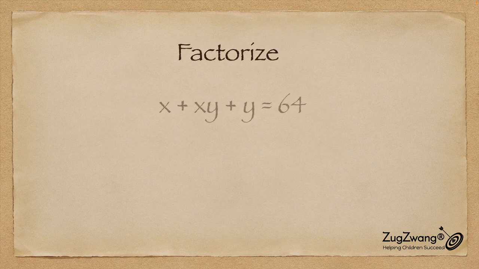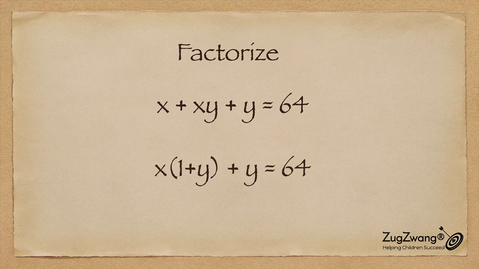So the first thing is to look at the equation and see if there is something common in that. In other words, you try and factorize it. So if I take the first two terms, x and xy, what's common? x is the term that's common between those two. So if I can factorize it by extracting x out, what I'll be left with is 1 plus y. So the same equation can be rewritten as x times (1 plus y) plus y is equal to 64.